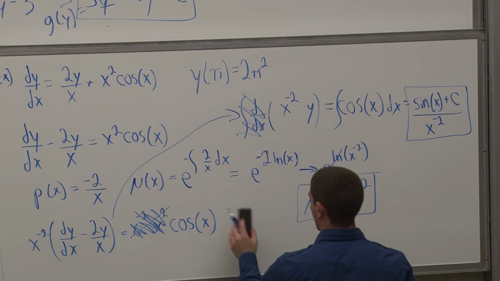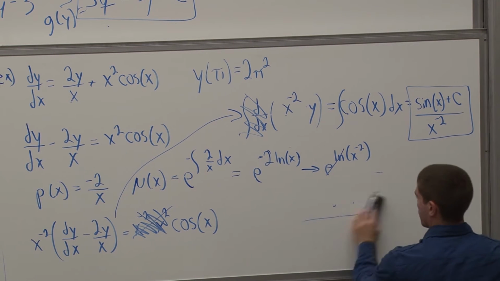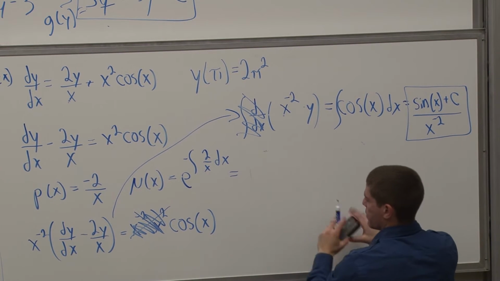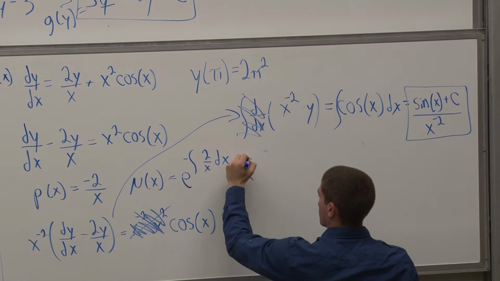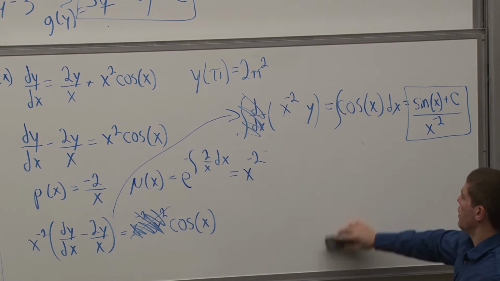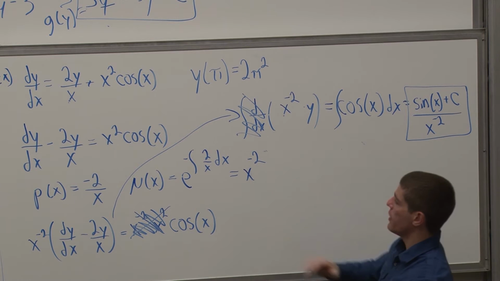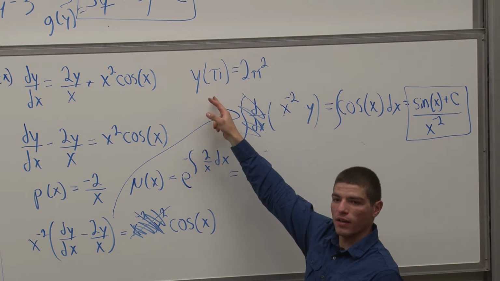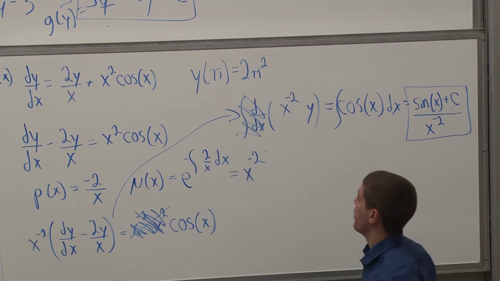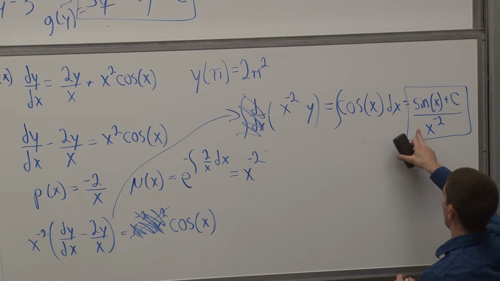All right, let's go right here. So whatever equals x. All right, okay, so we're going to go right here. So we have our initial condition that y of pi is equal to 2 pi squared. So this is going to be what y equals.